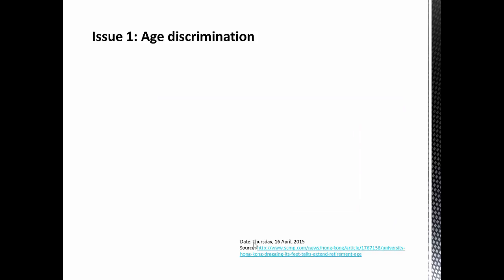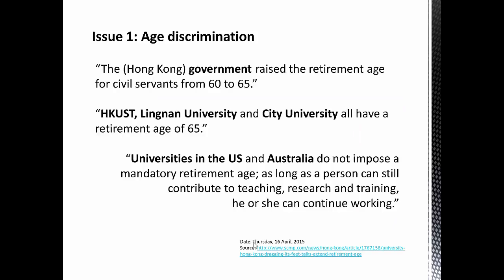In a newspaper article in 2015, it said that the Hong Kong government raised the retirement age for civil servants from 60 to 65. HKUST, Lingnan University, and City University all have a retirement age of 65. Universities in the US and Australia do not impose a mandatory retirement age. As long as a person can still contribute to teaching, research, and training, he or she can continue working.